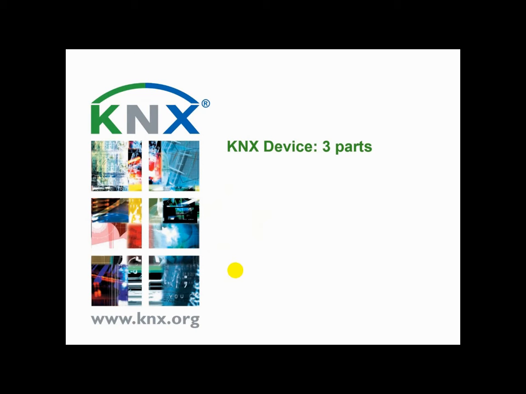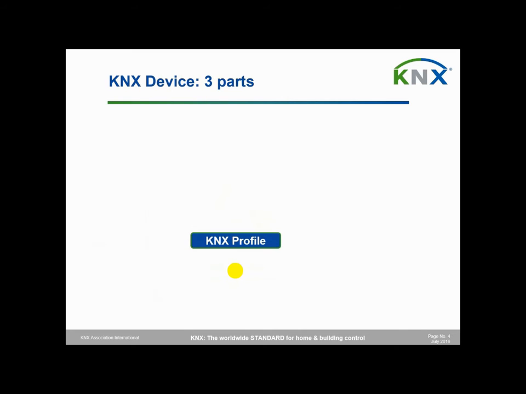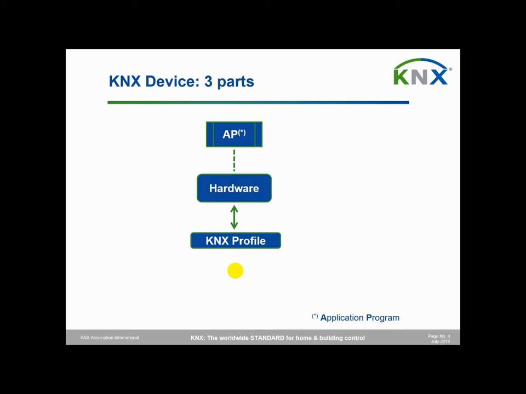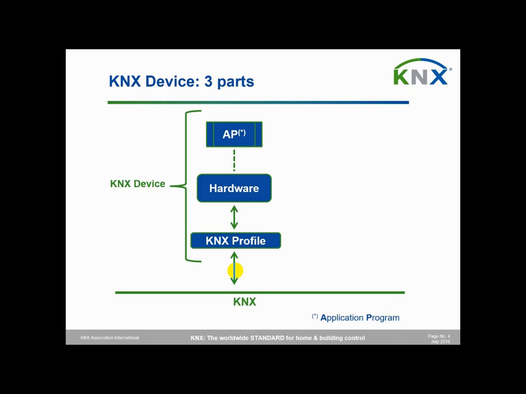So okay, let's start with the first part then, the KNX device. We can indeed distinguish three parts. First of all, the base of the product is the KNX profile. On top of that profile, we need to set up the hardware, and on top of that we need to set up the software, also called the application program. And it's indeed the combination that will make up a device, a KNX device. And of course, sooner or later this device needs to be connected to a KNX medium.